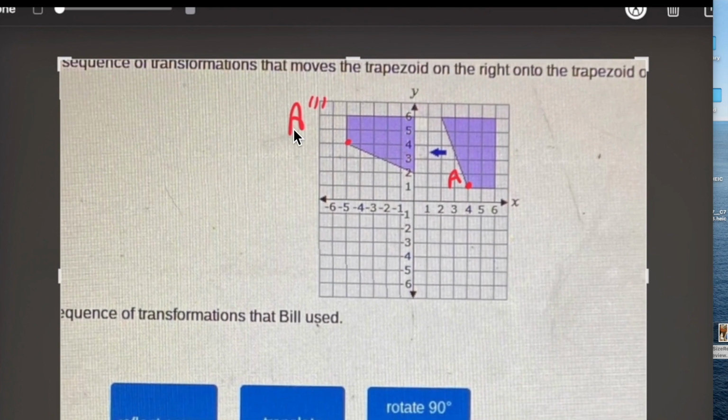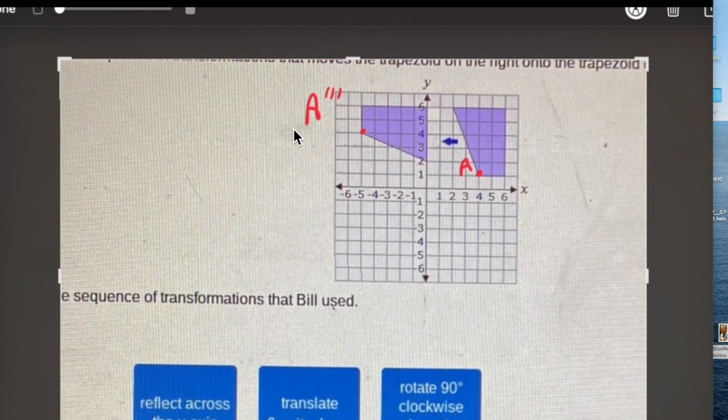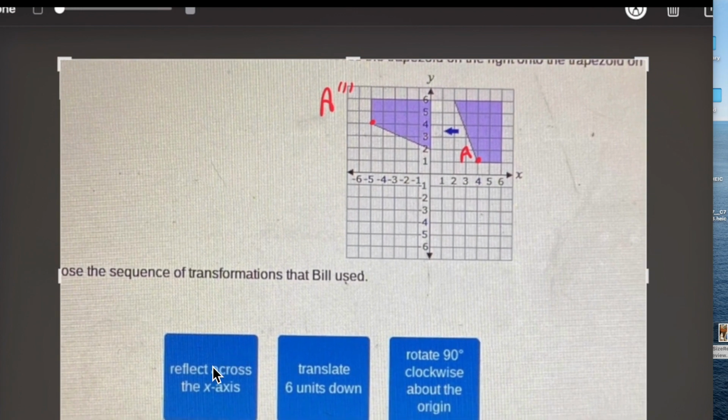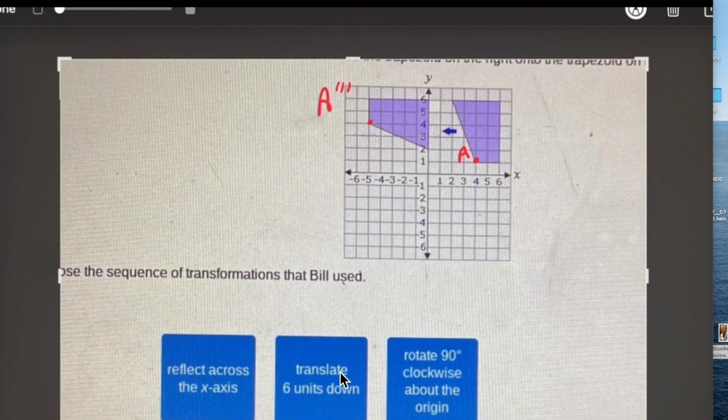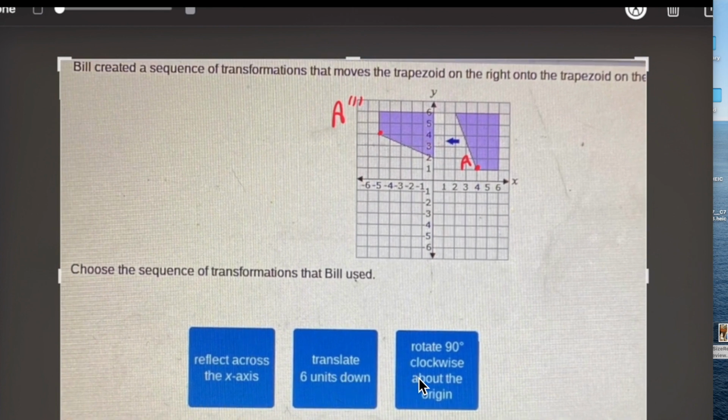Okay, so let's look at what they give us here. They talk about reflecting across the x-axis, translating 6 units down, and rotating 90 degrees clockwise about the origin. Now, the final position is way up here in the second quadrant, so there's no way that translating 6 units down is going to be the last transformation. So this is either going to be first or second. So let's do it first and see where that takes us. We can always go back and do it second.